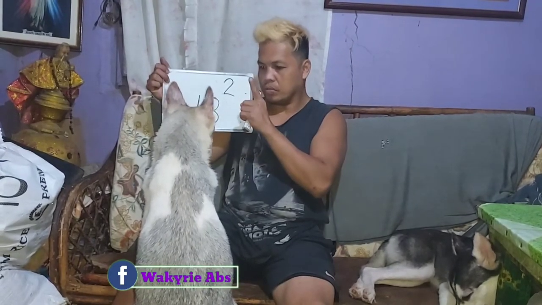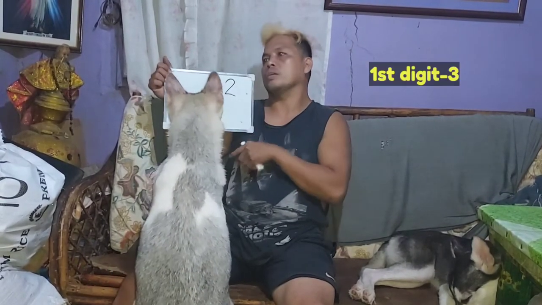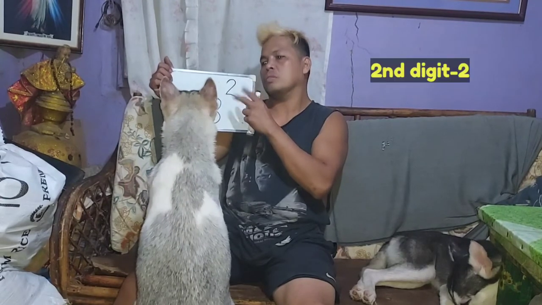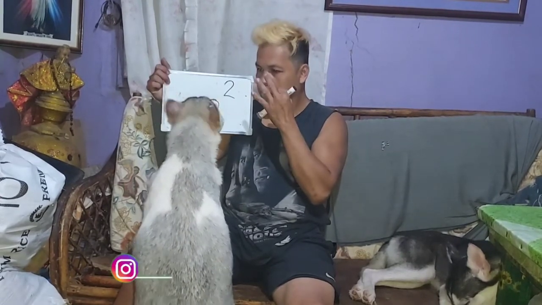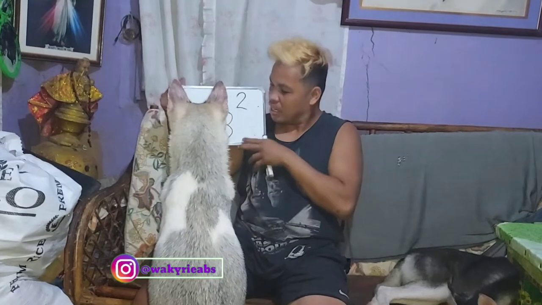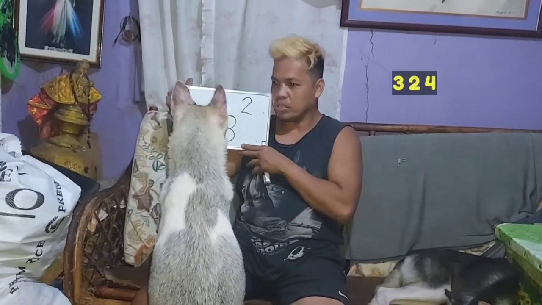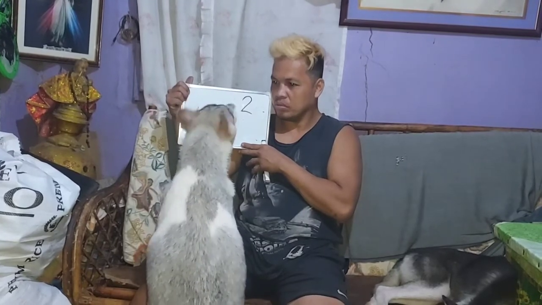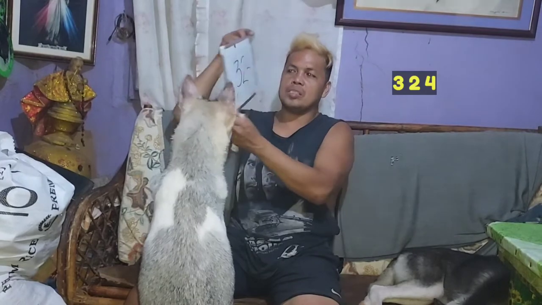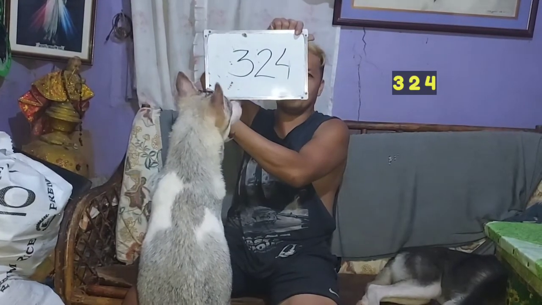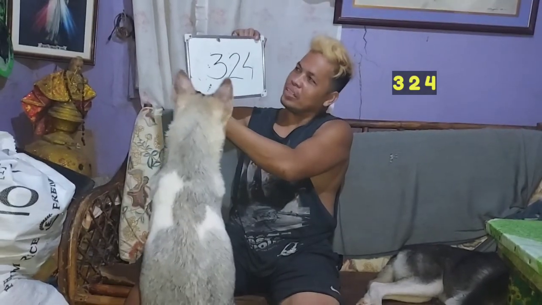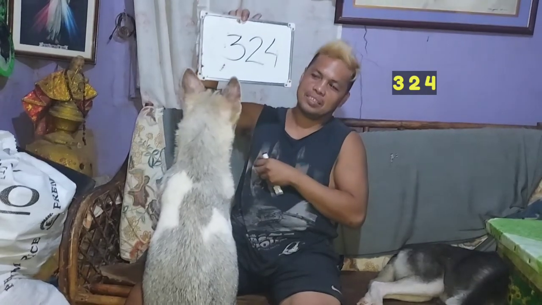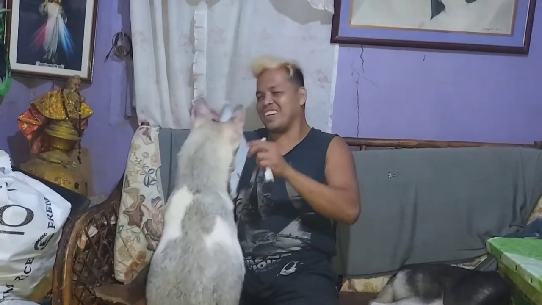First digit. Okay. Second digit. Third digit. Are you sure your answer is 324? Yes or no? So, the answer is 324, guys. Oh, very good.